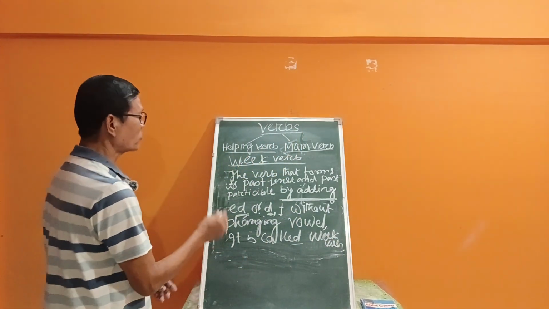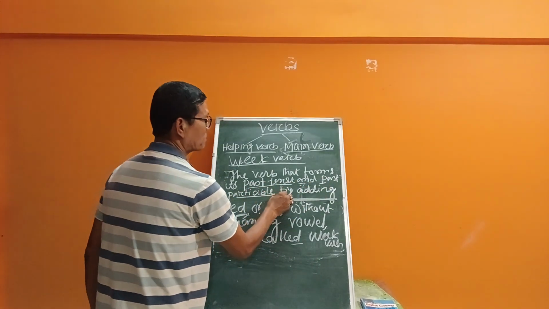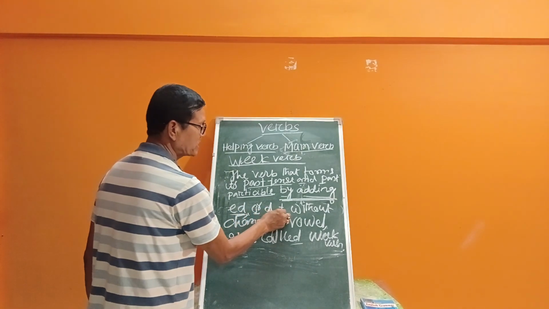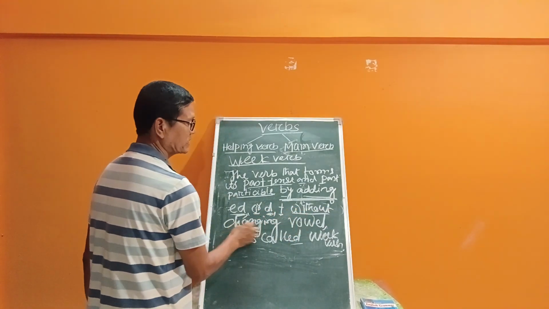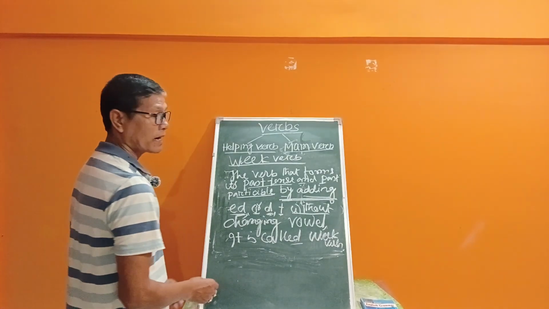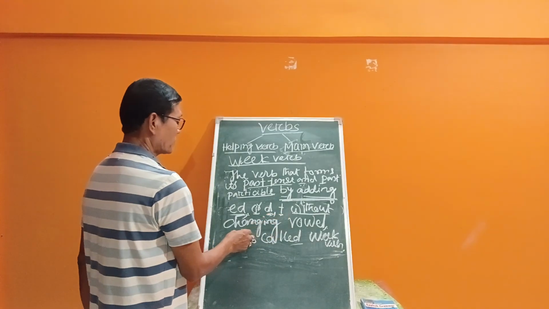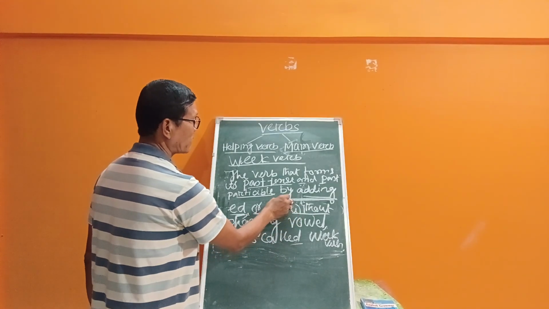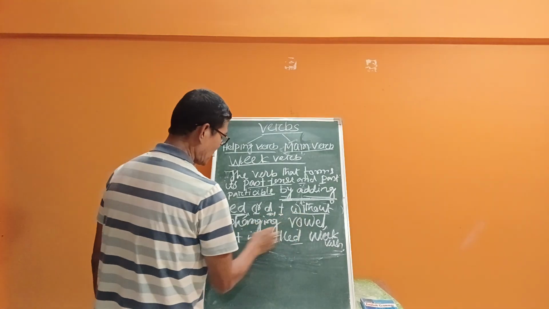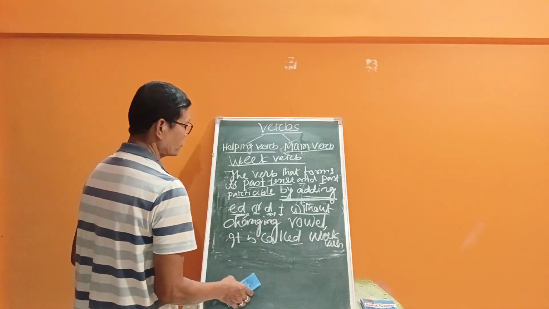The verb that forms its past tense and past participle by adding ed or d or t without changing the vowel. Strong verb is changing the vowel, but weak verb does not change the vowel. It is formed by adding ed or d or t without changing the vowel. It is called weak verb.